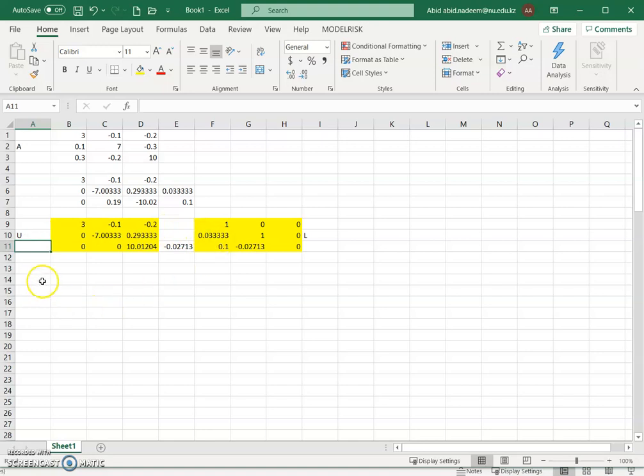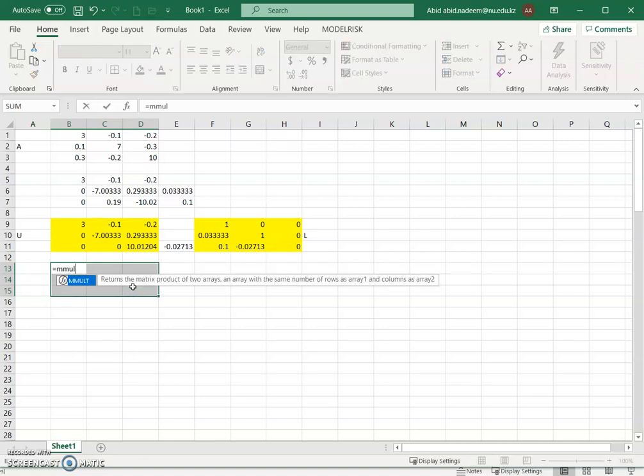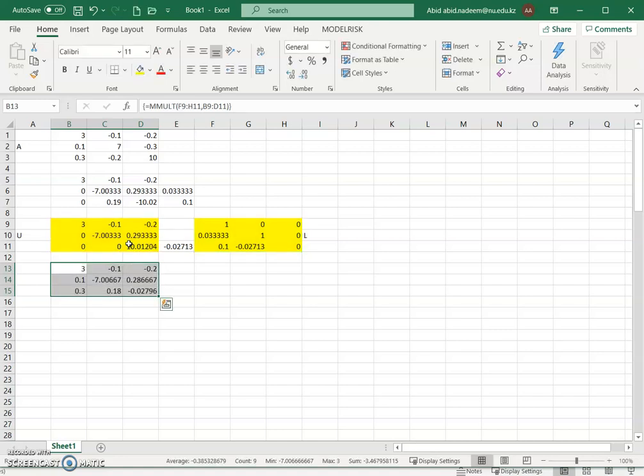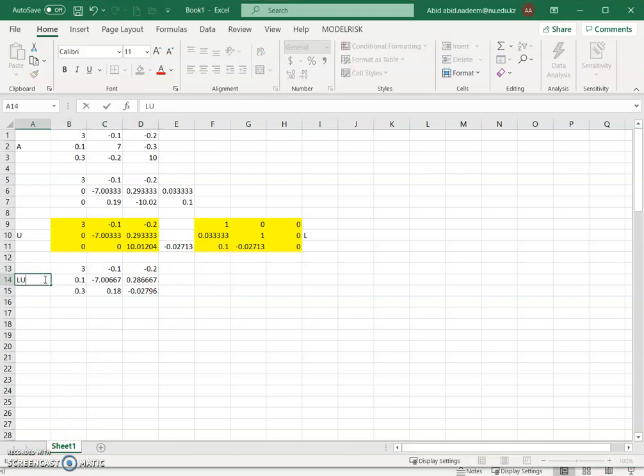Okay, lower upper triangle. So we can verify it by matrix multiplication. For example, if I multiply these two matrices, I use MMULT, then the first array, comma, the second array, bracket close, and then I press Control Shift Enter, so it will fill up everything. So now I get this. In fact, this LU which we have got over here is not the same as this matrix A. So that means there is some mistake.